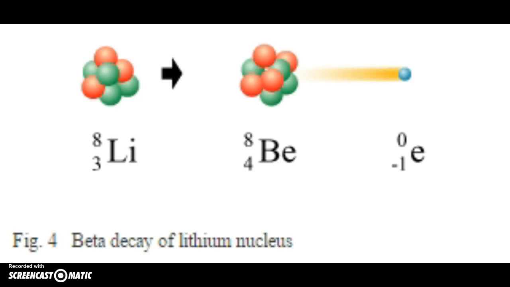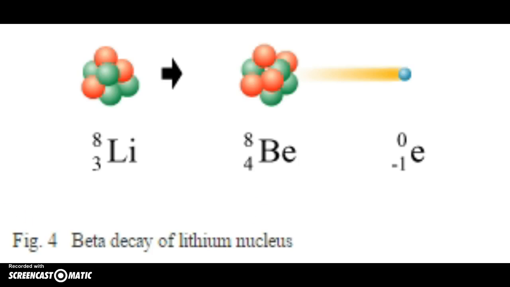The second type of decay that we're going to look at is beta decay. This is depicted in the image displayed in front of you. For this decay process, we start with a lithium molecule as our parental material and a beryllium atom as our daughter material. And an electron is released in the process.